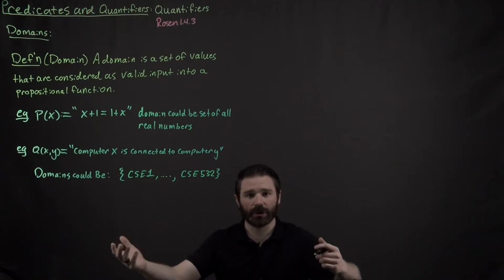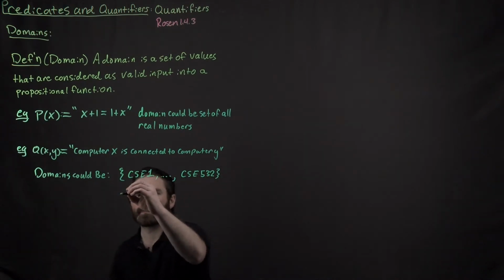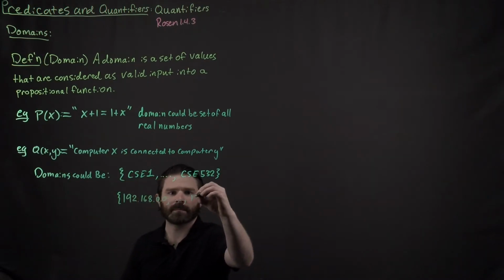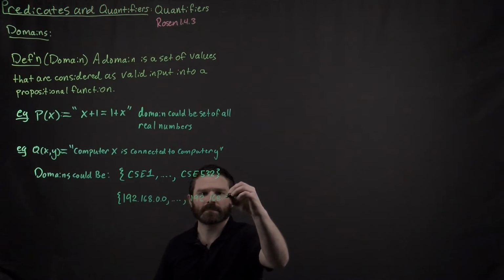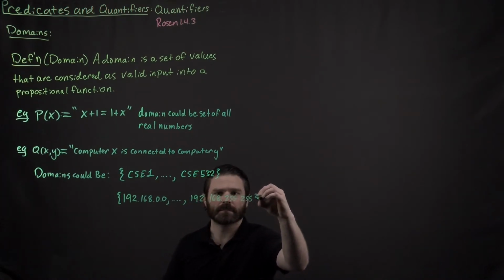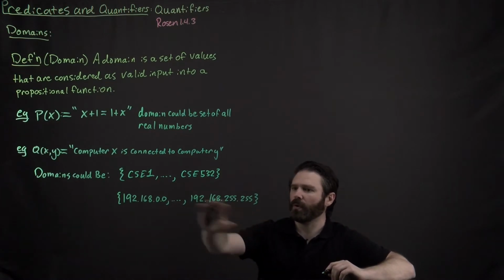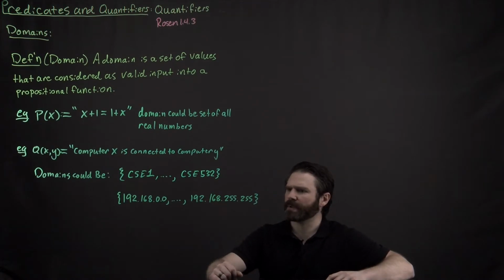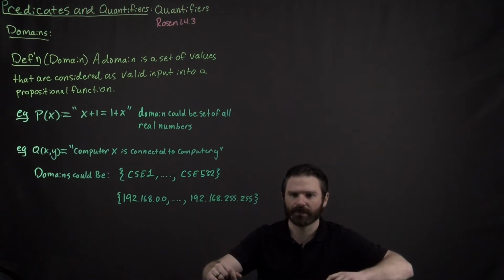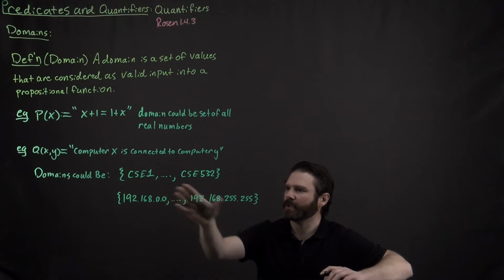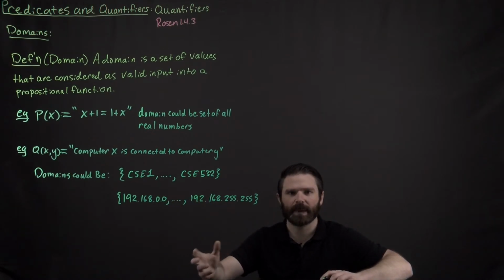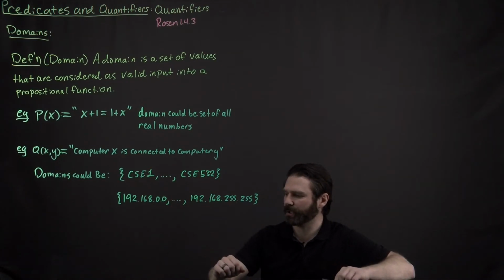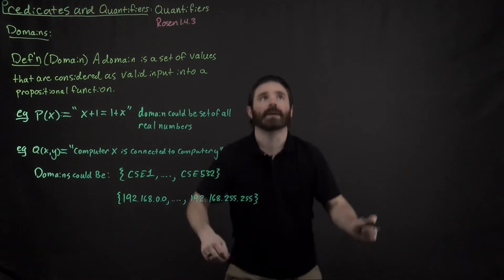So for example, you could consider a domain that looked like this. We have a whole big set of IP addresses right here. This, for example, represents an entire subnet. So the domain that you're talking about could change depending on whatever context you are discussing your propositional function in.